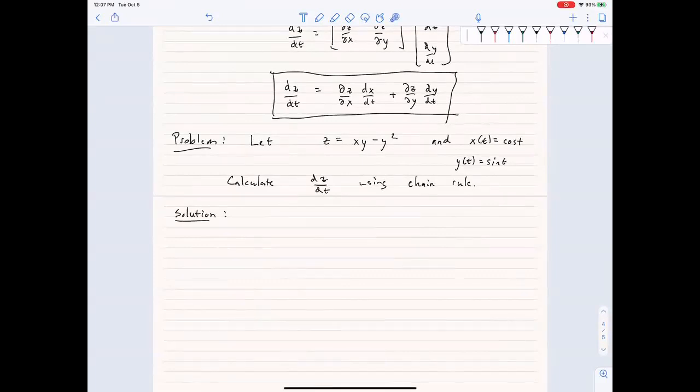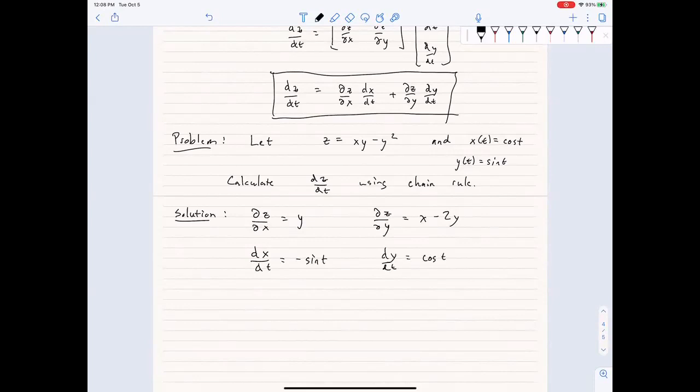So we're going to calculate all of these derivatives, and then we can use them to calculate this derivative. So we calculate ∂z/∂x. Pardon me, ∂z/∂x is just y. ∂z/∂y is going to be x minus 2y. Now we're going to calculate the derivatives of x and y with respect to t. dx/dt is minus sine of t. dy/dt is going to be cosine of t.